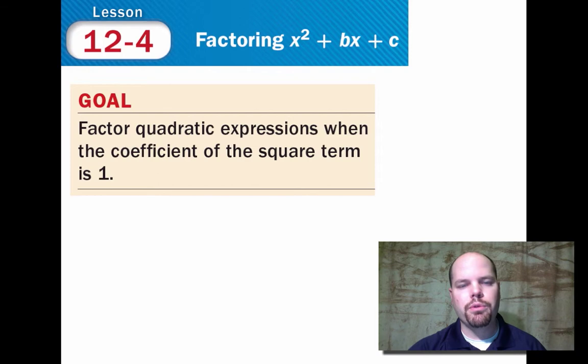In lesson 12.4, we'll be factoring x squared plus bx plus c. So our goal will be to factor quadratic expressions when the coefficient of the square term is 1, and the square term here is like x squared. So when that's 1, we're going to factor those types today, and a little more complicated tomorrow.